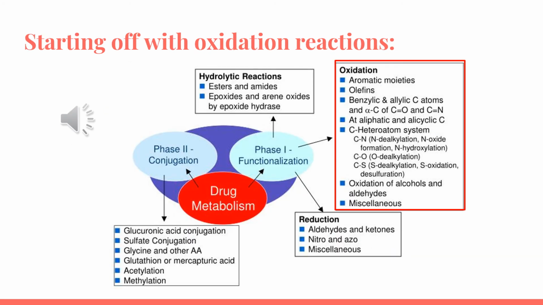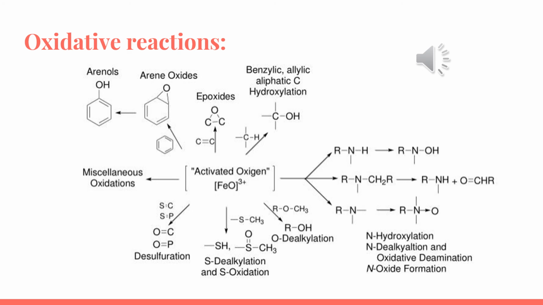As mentioned in the beginning of the video, phase 1 reactions are mainly functionalization reactions. In this functionalization reaction, we have 3 different types: oxidation, reduction, and hydrolytic. As we can see in this figure, the oxidation reactions are the most common phase 1 reactions. In the slide here, we can see an example of an oxidative reaction.